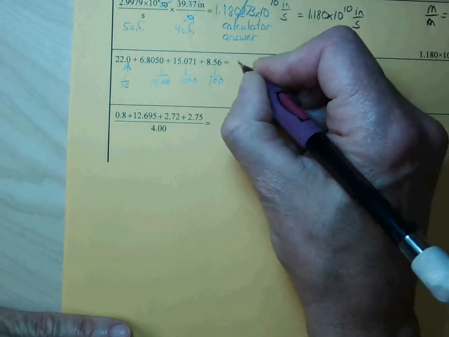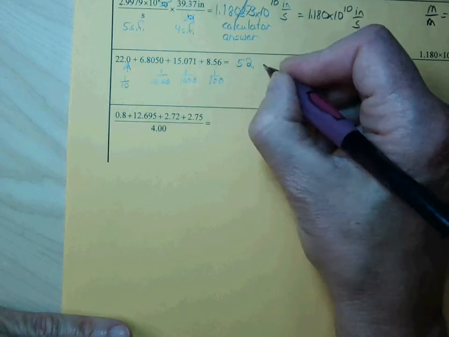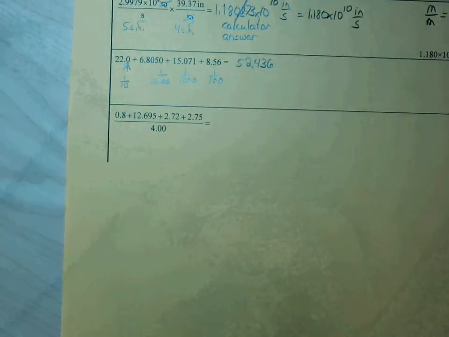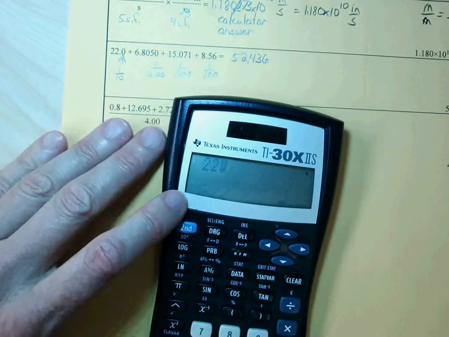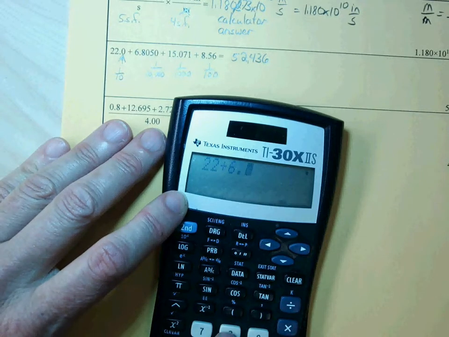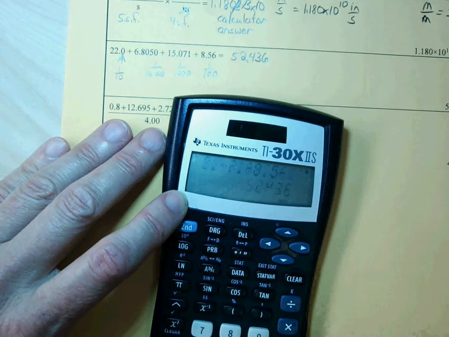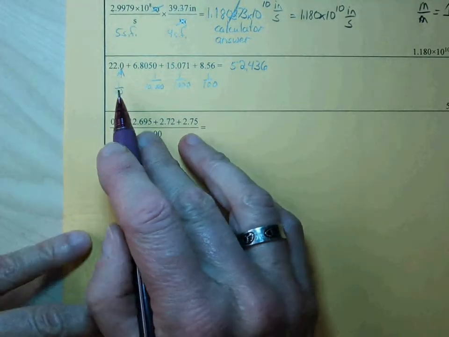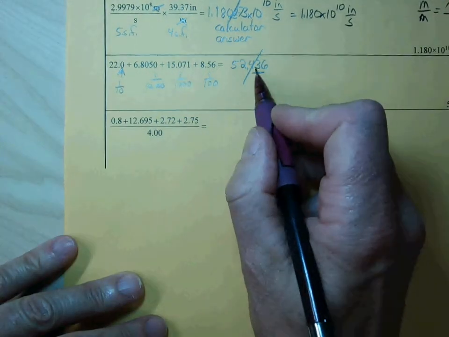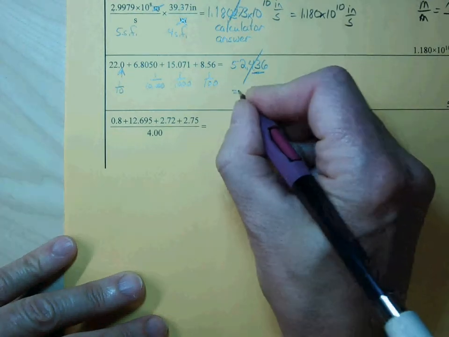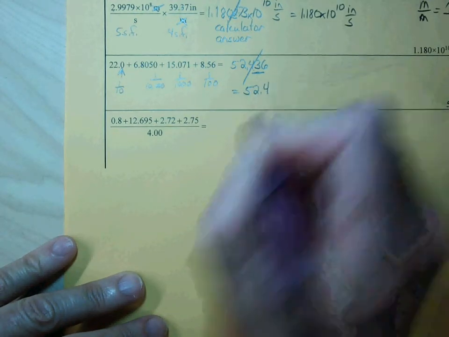And I get 52.436. I'm going to try that again just to make sure that I didn't mess up. 22 plus 6.8050 plus 15.071 plus 8.56. Okay, 52.436. Our first uncertain decimal place is in the tenths, so we're going to drop all the numbers beginning with 3 and we round down. So this is 52.4.